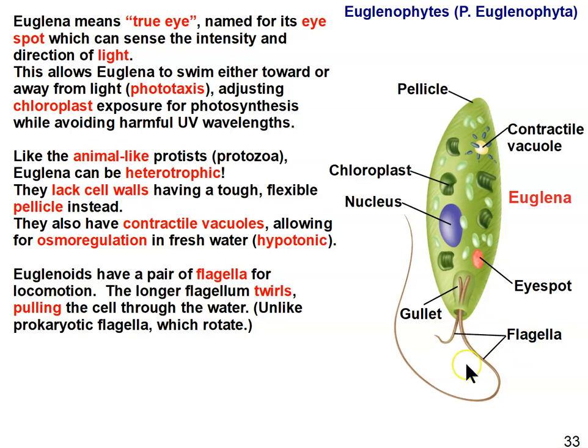The flagella of eukaryotes is either going to twirl, like in the case of Euglena, it twirls, but it doesn't spin, it twirls. And in other eukaryotes, like sperm cells, it kind of wags back and forth, like a swimming fish. But in prokaryotes, it rotates. It actually spins like a propeller.